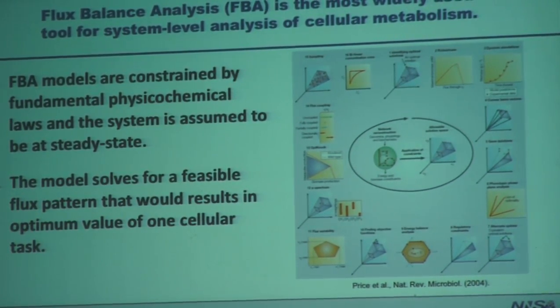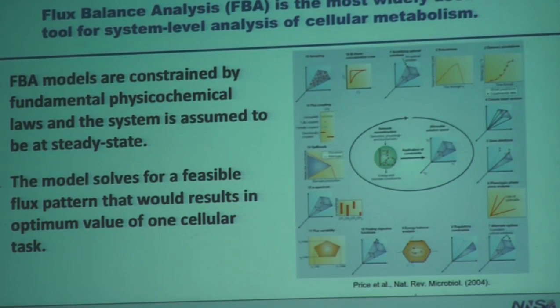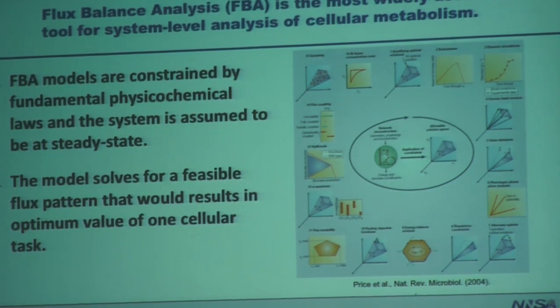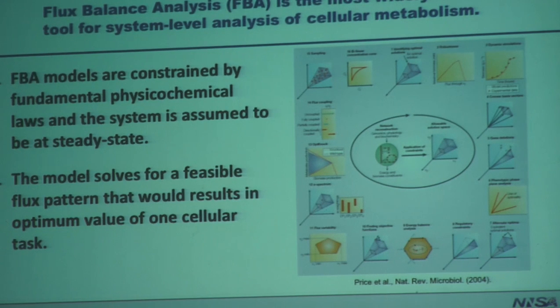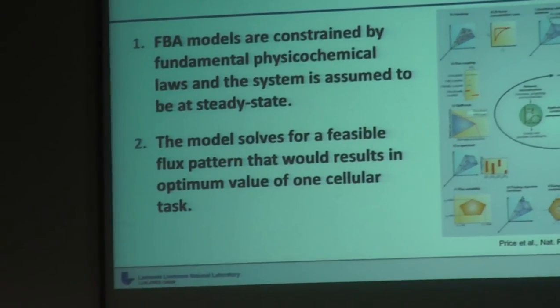These models are usually constrained with experimental measurements, if we have any. We also make sure that the models agree with fundamental physicochemical laws. By that, I mean we make sure that they obey laws of thermodynamics. We make sure that there's no unlimited import of nutrients or unlimited export of waste materials. And then we make one final assumption. We assume that the system's at steady state. What that means is we assume that the change in concentration of the metabolites inside of the cell is 0. During the whole time, the concentration does not change at all.